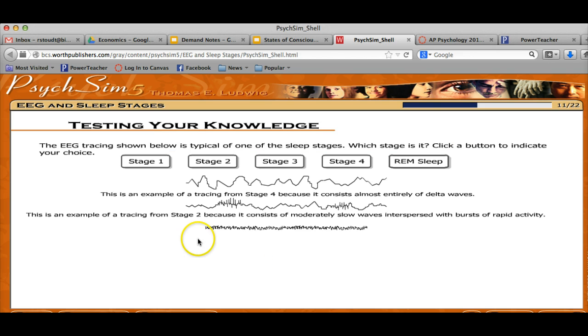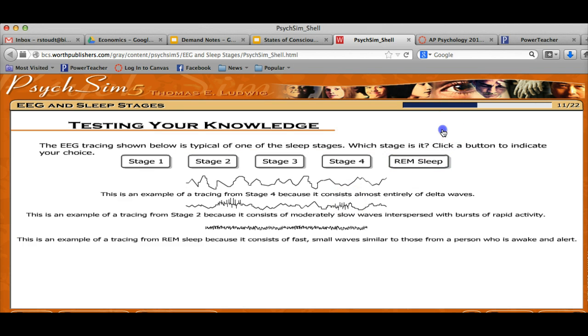All right, this one is your next one. So which stage is that? 1, 2, 3, 4, or REM? Go ahead and pick one. You should have picked REM because this is going to be much closer to when you're actually awake, and this is going to be closer to our beta waves.